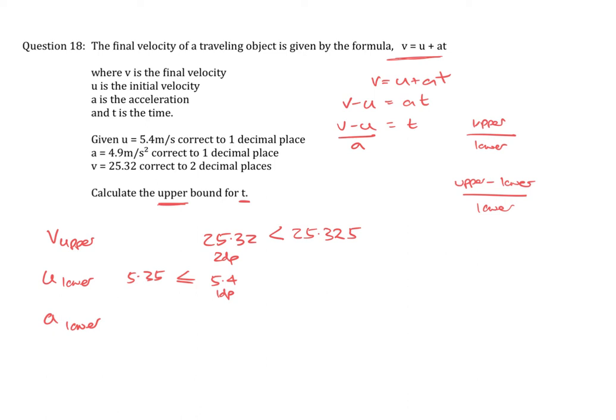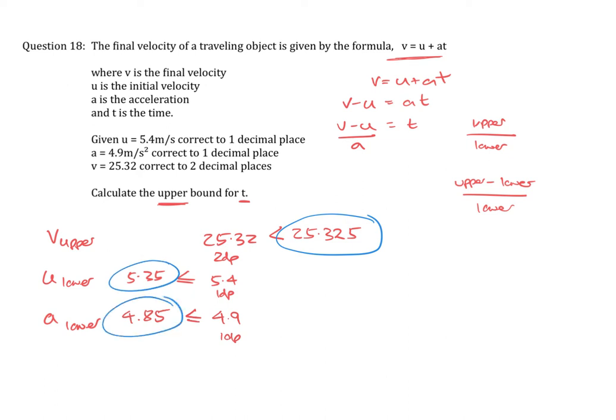And finally, I want my A value, and that's going to be in the lower bound again. So my A value is 4.9 to 1 decimal place. So again, that's going to be 4.85, because anything below that would round down to 4.8. So those are my three values that I'm going to be using. I'm going to be using 25.325, 5.35, and 4.85.